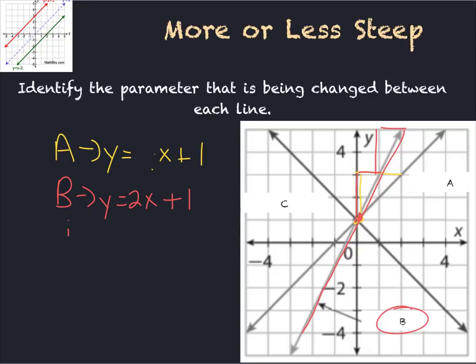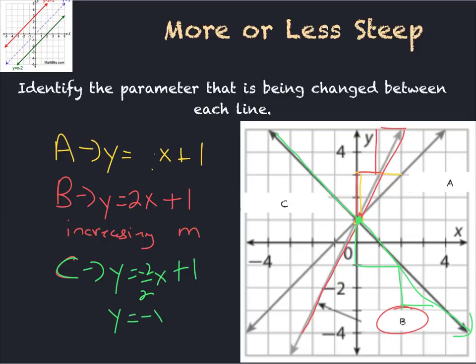We are increasing the slope. What's happening with line C? Okay, well, line C is this one right here. And it looks like, again, our y-intercept is still the same, right? It's still going to be plus 1 if we look at our y-intercept. But now our slope is negative 2 over 2. So our slope would be negative 2 over 2x, which is just negative x plus 1.